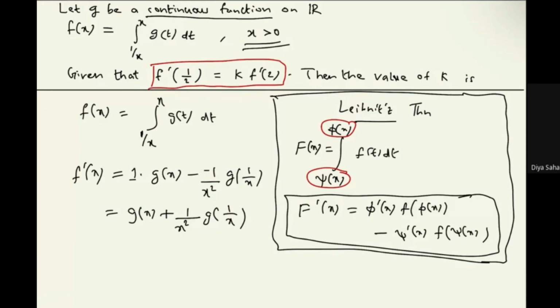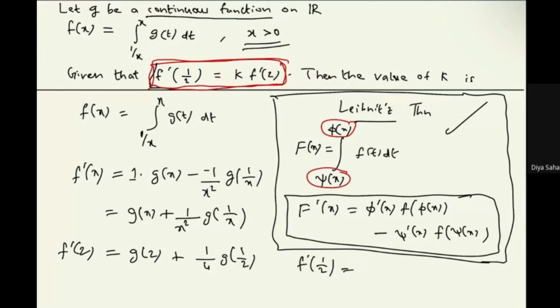I just included this problem to address this result. So you got f dash x. Now the rest of the thing I think you can prove, because what is given to you is f dash half is k times f dash 2, right? So you see what f dash 2 is here: g of 2 plus 1 by 4 g of half. What is f dash half? g of half plus 4 g of 2.